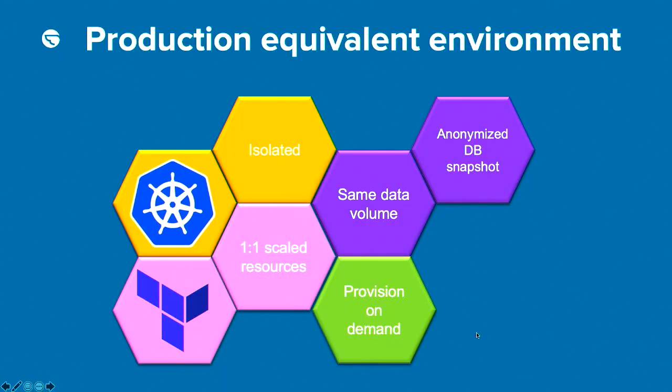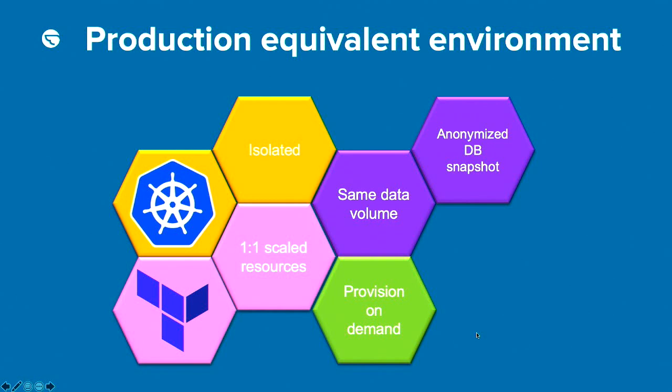We would also want the same data volume, right? If we have a smaller data set in our testing database, then issues like slow queries won't be surfaced. So we've done that by taking a snapshot of our production database and anonymizing it.